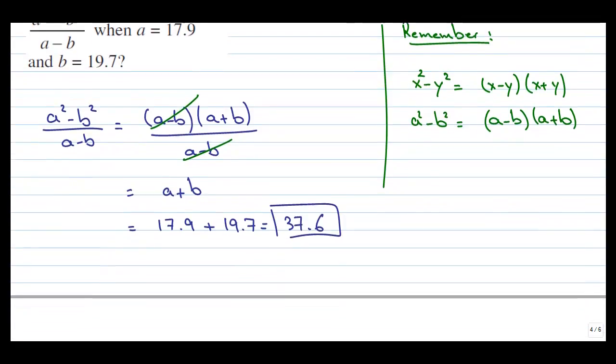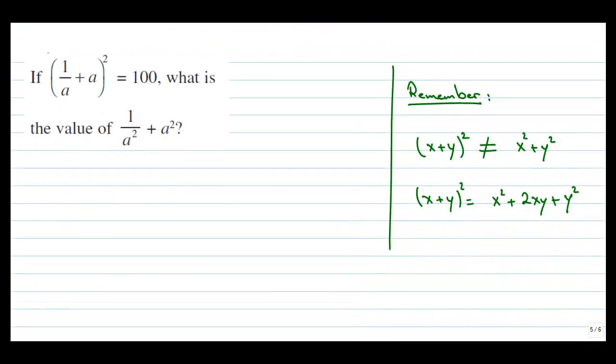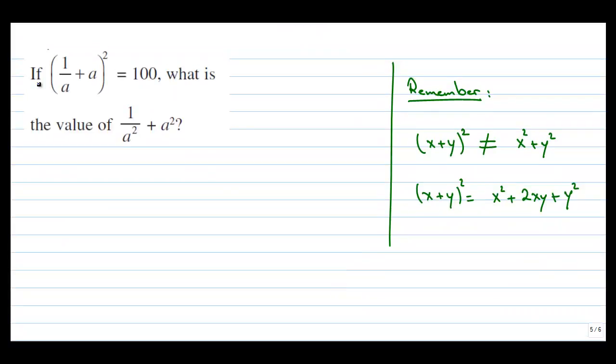Alright, now to the last problem. Here we have something called a perfect square. We have a bracket power 2 equal 100. What is the value of 1 over a squared plus a squared? Again, the perfect square, x plus y power 2, is not equal to x squared plus y squared. Be aware of this. This is a common mistake, alright?